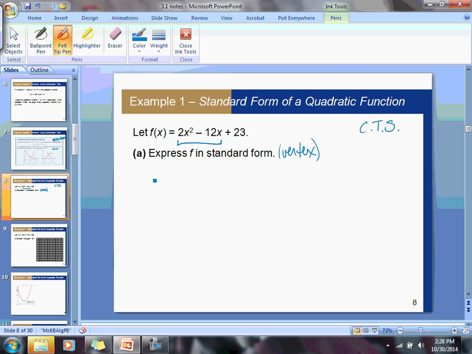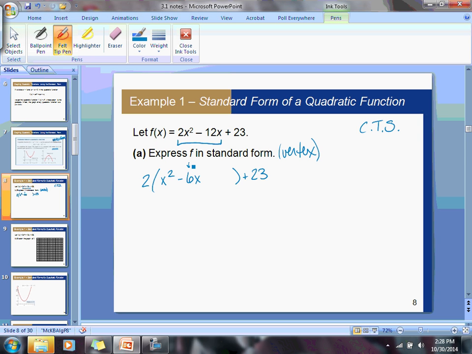So what we're going to do first is just look at those first two terms, and I'm going to take out any numerical GCF. So I'm going to take a 2 out of those first two terms. That leaves me with x squared minus 6x. And then I'm going to leave the 23, and I'm going to leave a little bit of space in here too, because this is where I'm going to put my third term, so that I'm changing this binomial into a trinomial. So now we complete the square with this 6 here, this middle term.